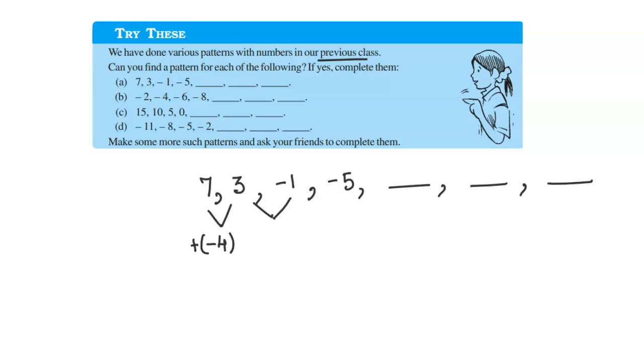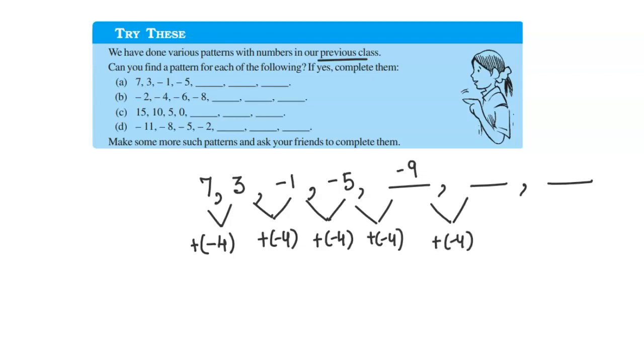And again, we are adding negative 4. We are adding negative 4. So next when we add negative 4, we will get negative 9. Again you add negative 4, so you get negative 13. Again you can add negative 4, so you get negative 17.